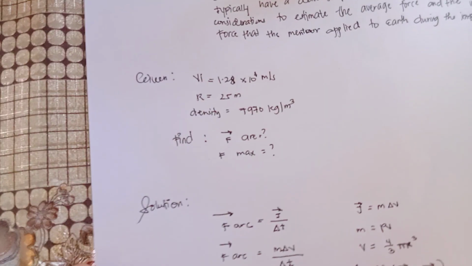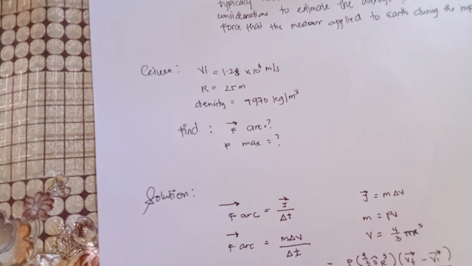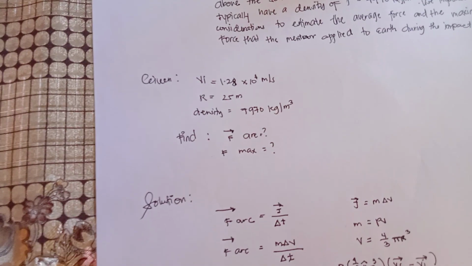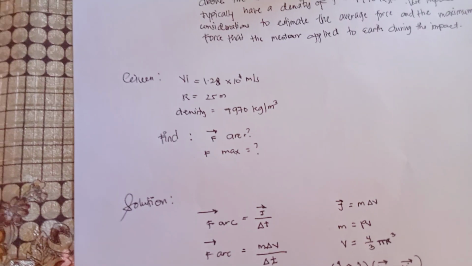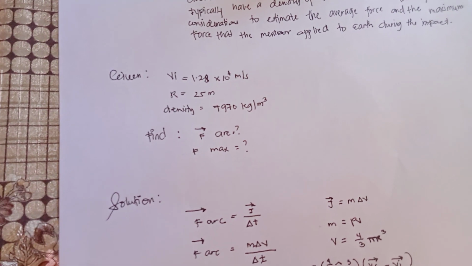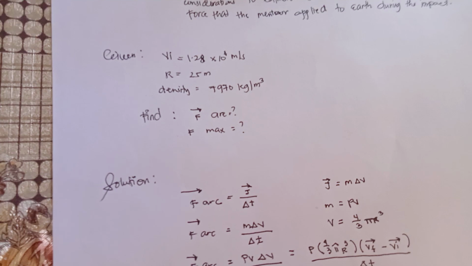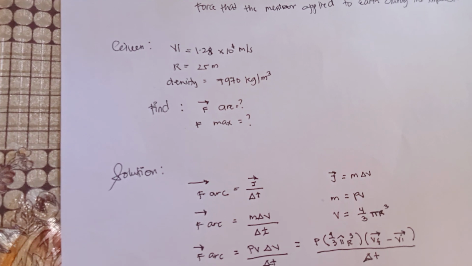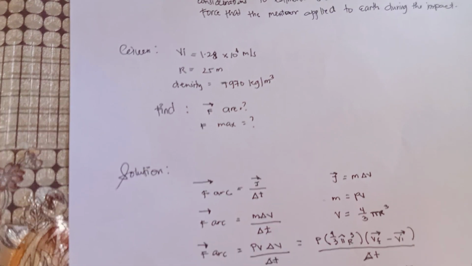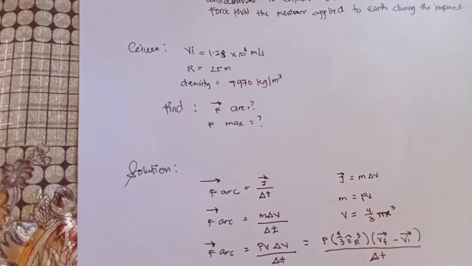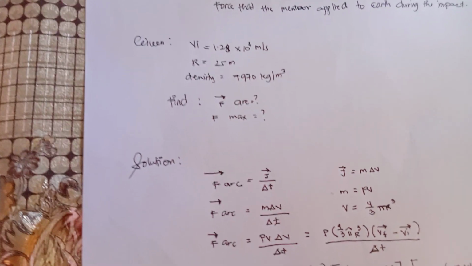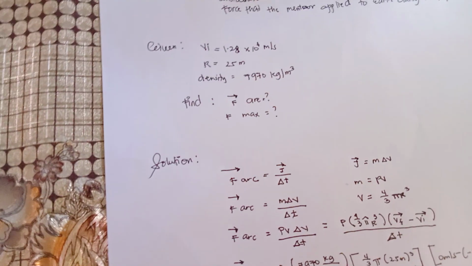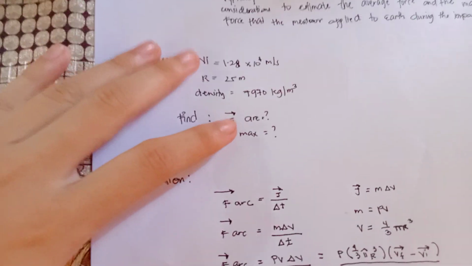So, given below, the initial velocity, VI, equals 1.28 times 10 to the 4th power meter per second. Our meteorite radius is 25 meters and our density equals 7,970 kilogram per meter cubed. We are going to find the average net force and the maximum force.